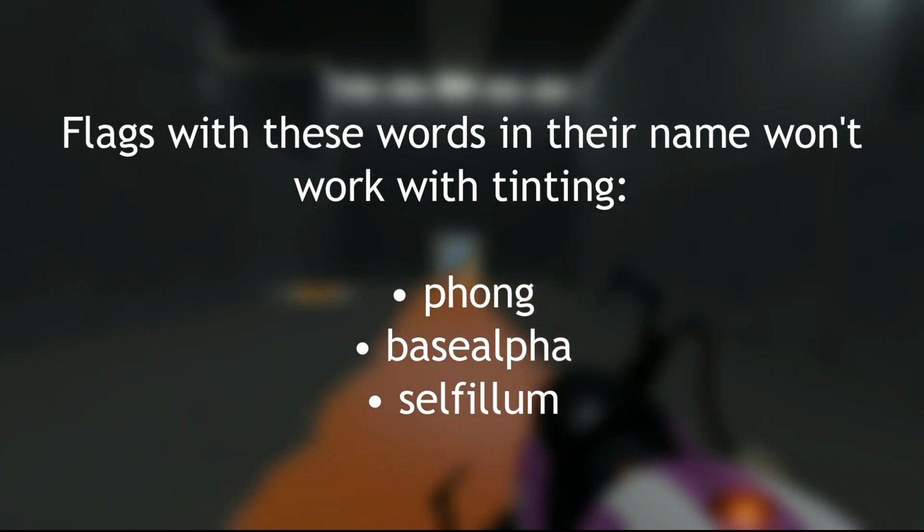Now you'll need to create the VMT. This is a little difficult since not all the flags are compatible with tinting, so you'll have to look carefully for such incompatible flags in the original VMT. First, you'll need to open the original model's VMT and search for any flags with foam, base alpha, or selfillum in their name. If you can't find any, good! That means the material is compatible with tinting.